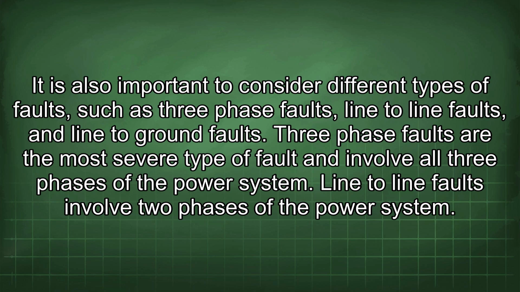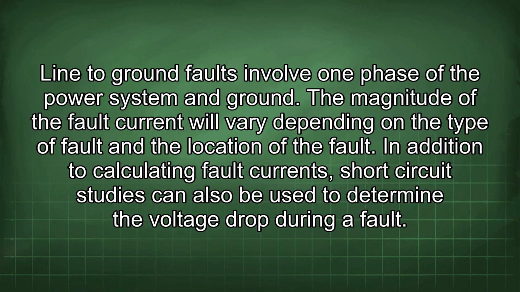Three-phase faults are the most severe type of fault and involve all three phases of the power system. Line-to-line faults involve two phases of the power system. Line-to-ground faults involve one phase of the power system and ground. The magnitude of the fault current will vary depending on the type of fault and the location of the fault.